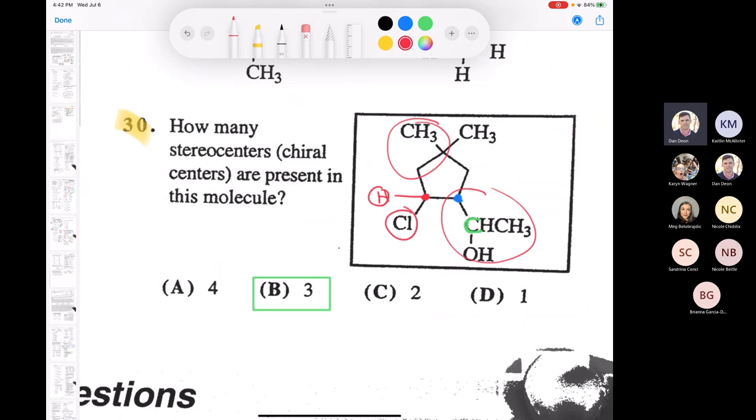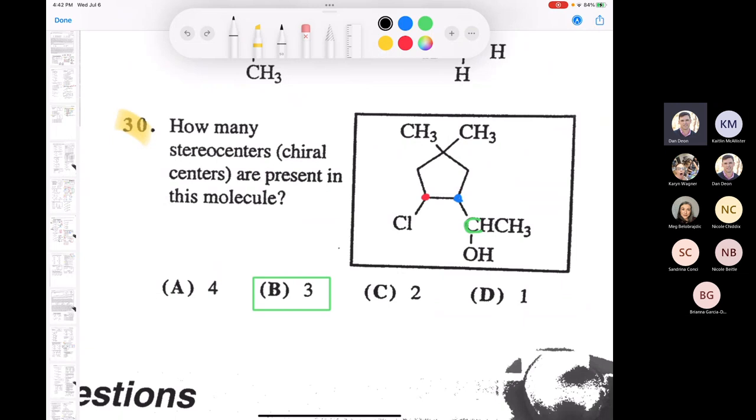Then you go to the carbon I have highlighted in blue, that's attached to this group. There's a hydrogen. You've got a carbon with a chlorine and a methylene. Those are 4 different groups. And then the carbon in green is attached to a hydrogen, a hydroxyl, a methyl group, and then all of this. So it's attached to 4 unique groups as well. Nothing else in here is a stereocenter. We have 3 chiral centers in the molecule.